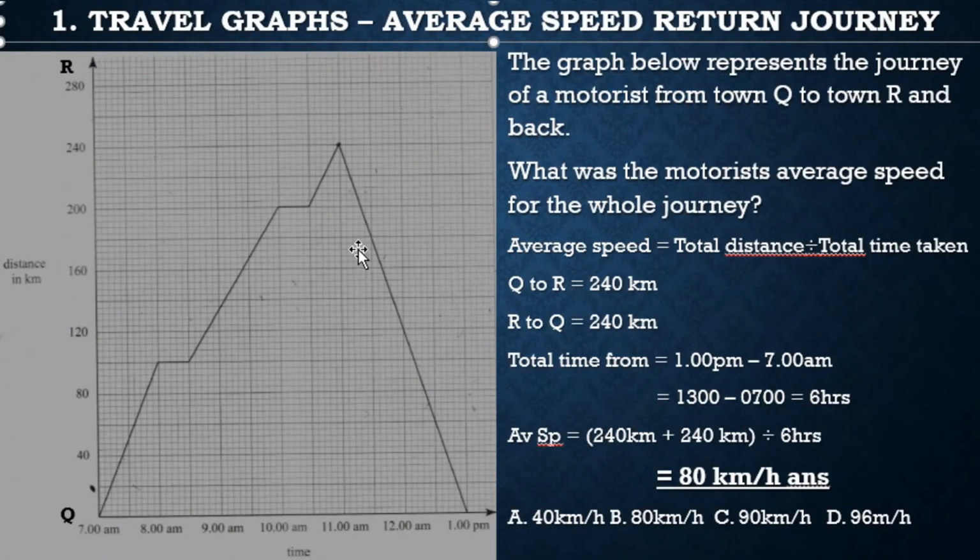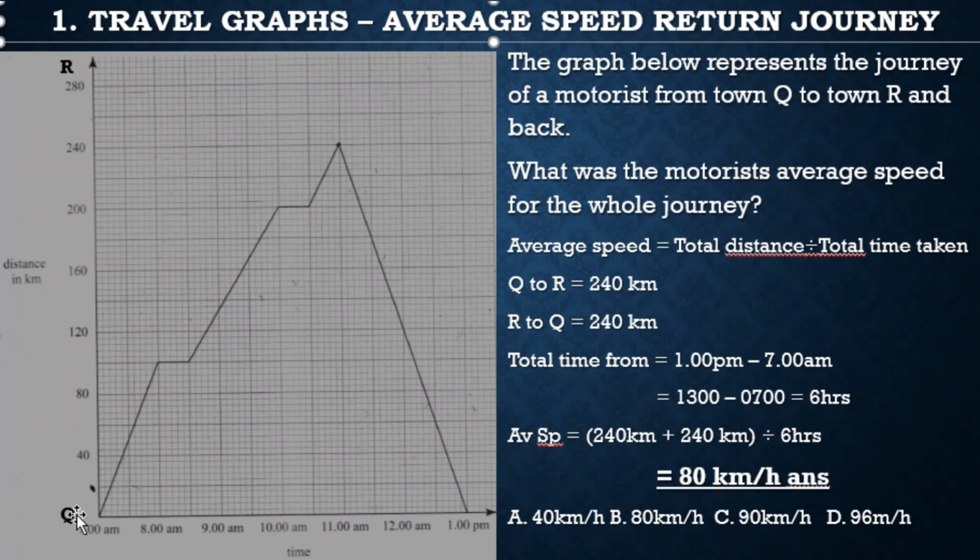The graph below represents the journey of a motorist from town Q to town R and back. What was the motorist's average speed for the whole journey? Average speed is given by the formula total distance divided by total time taken. Now, when it is a return journey, that is, we went to R and then went back to Q, you break the journey into two.